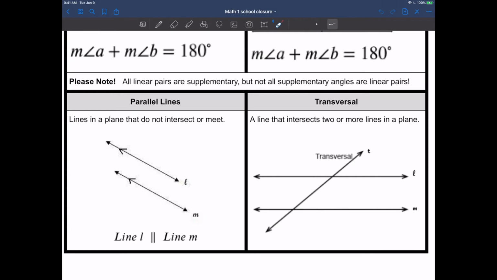A transversal is a line that intersects two or more lines in a plane. So we have line L and line M, and here we have this line T. Line T is our transversal because it is intersecting lines L and M. And lines L and M do not have to be parallel in order for line T to be a transversal. But we are going to focus on a transversal cutting two parallel lines.